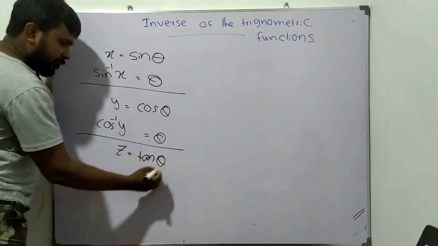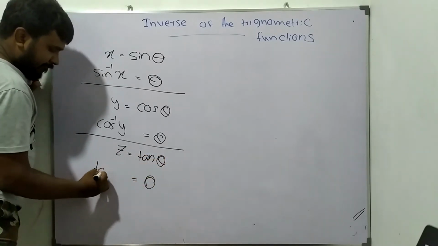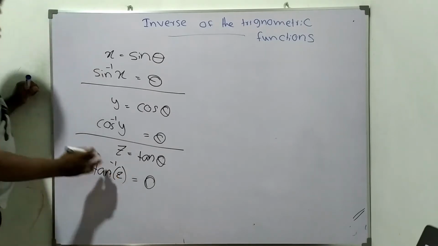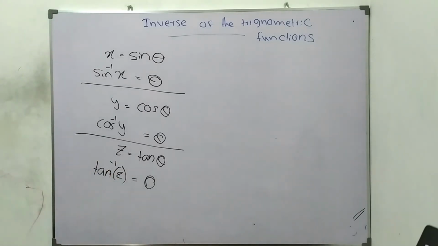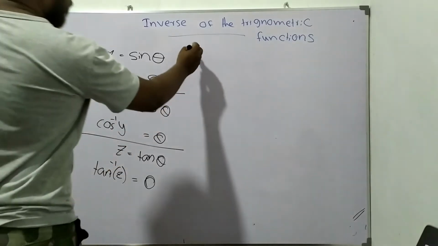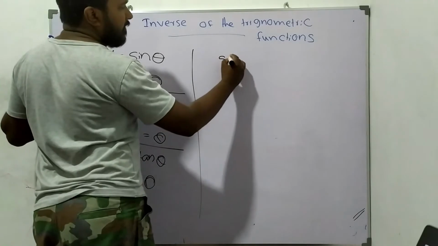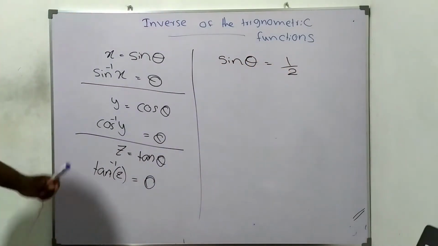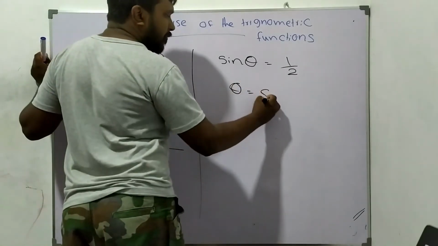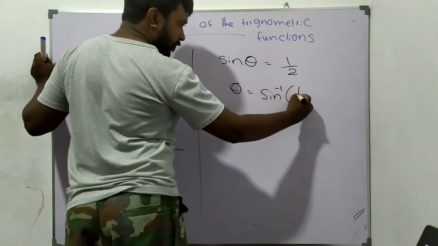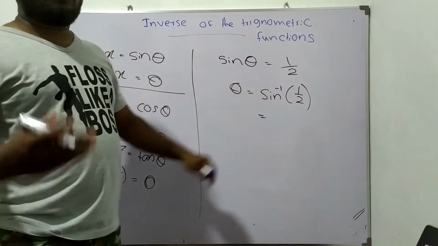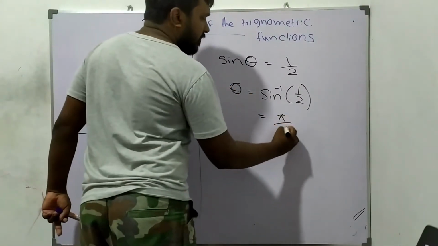Another example, z equals tan theta. So theta equals tan inverse z. Likewise, the angle can always be made the subject. In logarithms, we use antilog to remove the log. Likewise, trigonometric inverse functions remove the ratio part. So sine theta equals half means theta equals sine inverse half. So sine inverse half means 30, pi over 6.